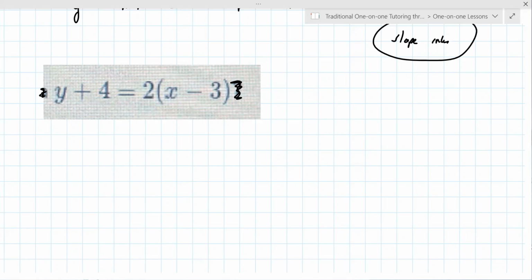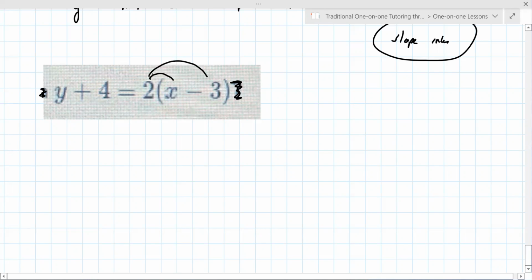You would figure out the parentheses first. So yeah, I would actually distribute the 2 to both terms here. You're distributing the 2 to x and the 2 to the 3 or the -3, depending on how you want to look at it. But it's 2 times x, which is 2x. What is 2 times -3? What about just 2 times 3? 6. Good. Y plus 4 on the left side here.